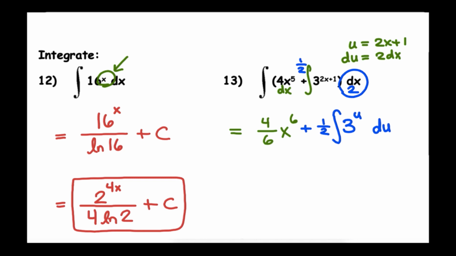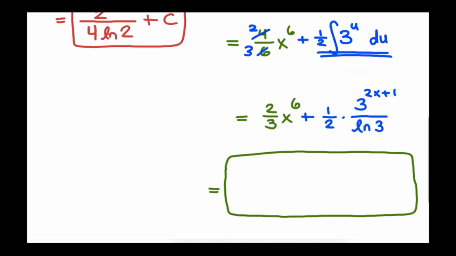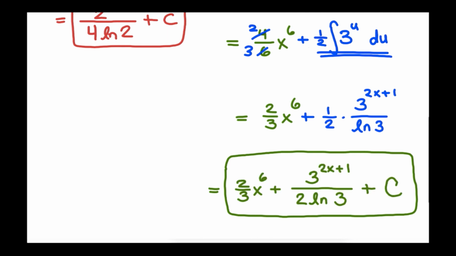The green part's already finished. I mean, yeah, that's obviously 2/3. I can simplify. But now the integral of 3 to the u will be itself. It'll be 3 to the u divided by natural log of 3. And of course the 1/2 gets tacked on. Which sets up my final answer right here.